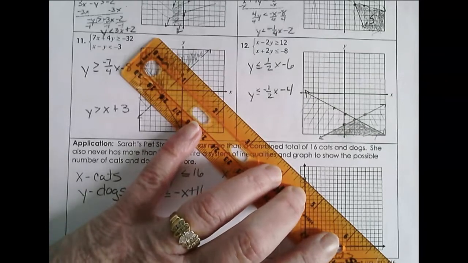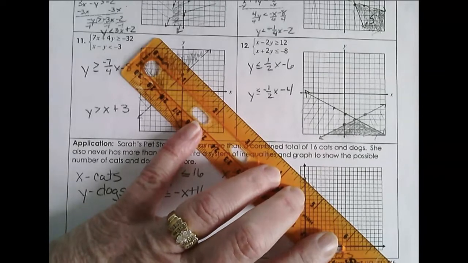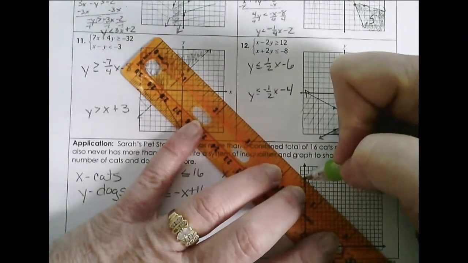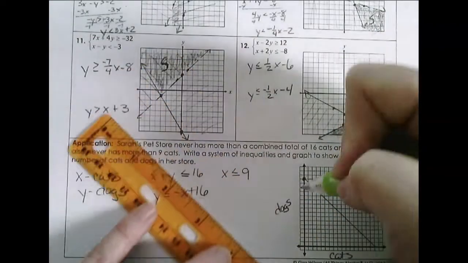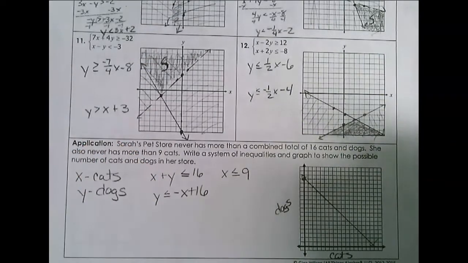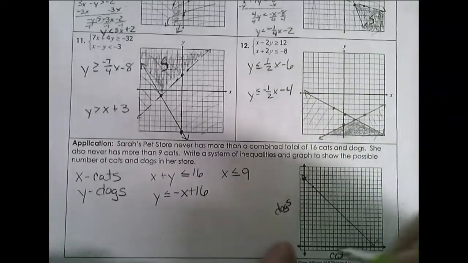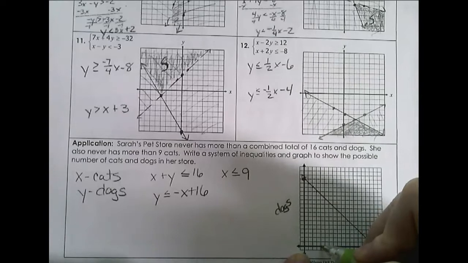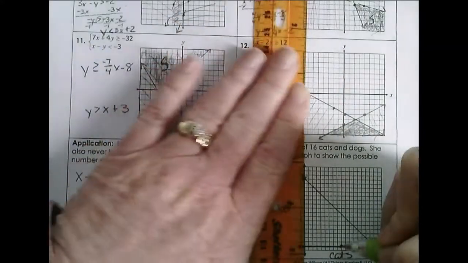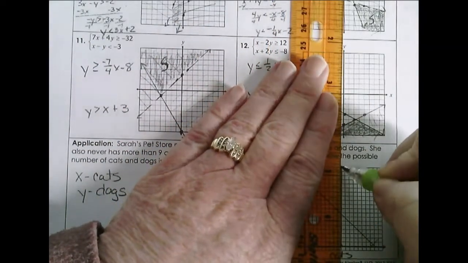It's important that you get these nice and straight. If not, the whole graph is going to be off. And so this is kind of tricky. So go ahead and draw your straight line. And then for your cats, it's less than 9. So I'm going to go to 9. 1, 2, 3, 4, 5, 6. Now that's an X, so it's vertical. So I can draw myself a vertical line.